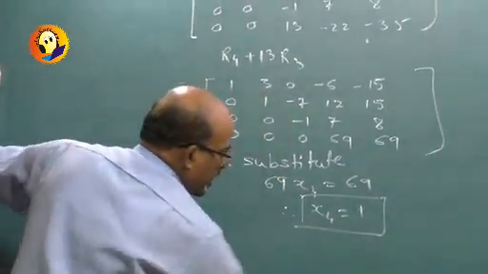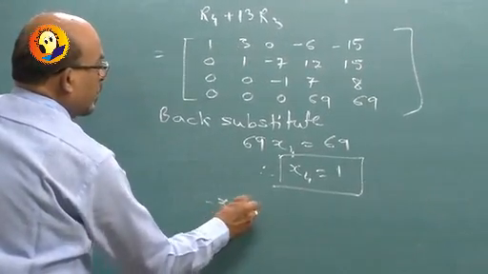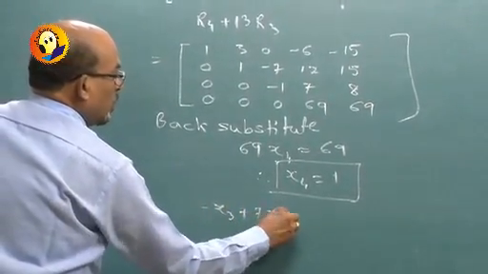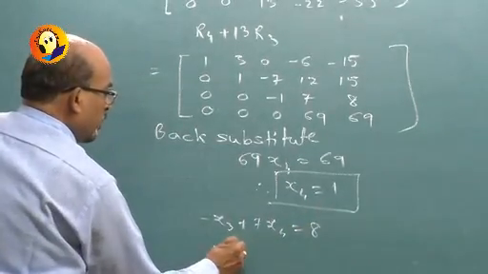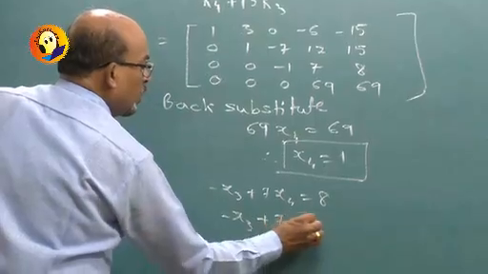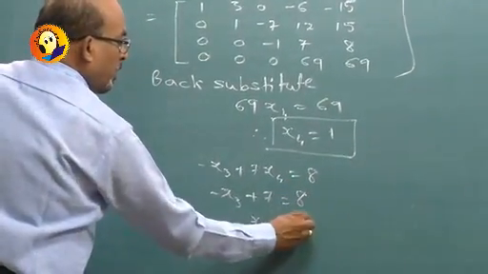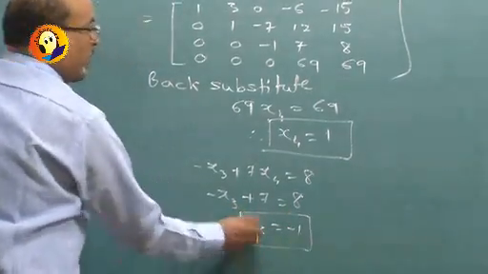And we go to the previous equation. So it is minus x3 plus 7x4 is equal to 8. So minus x3 plus 7 is equal to 8. So x3 is equal to minus 1. And go back.